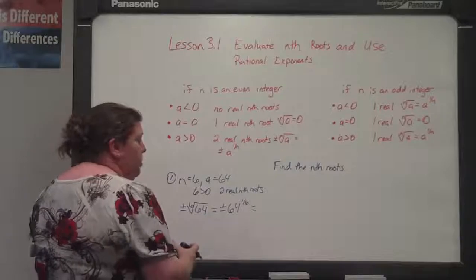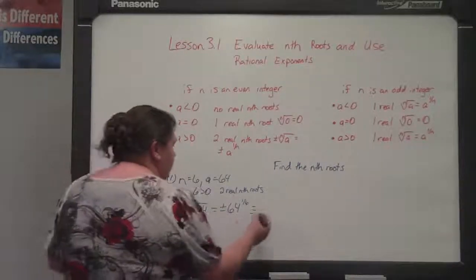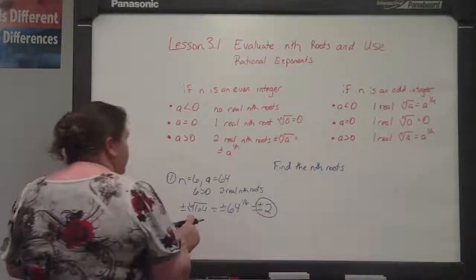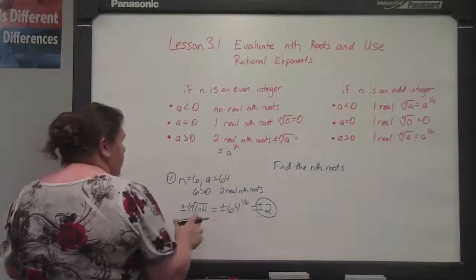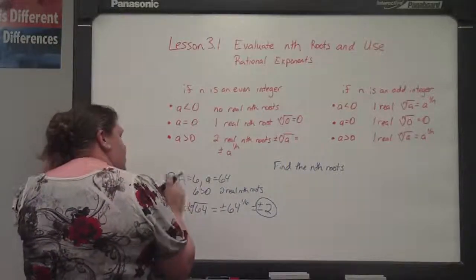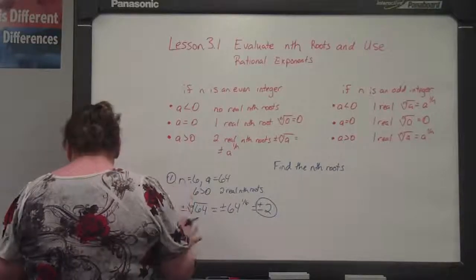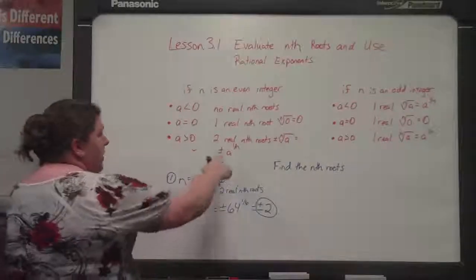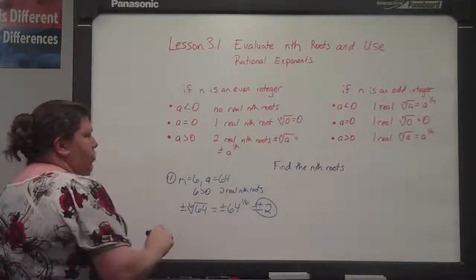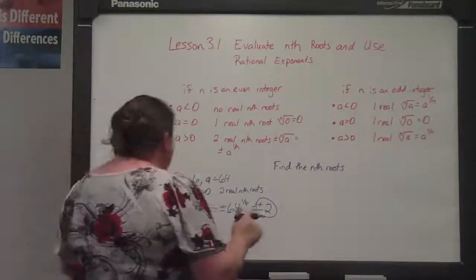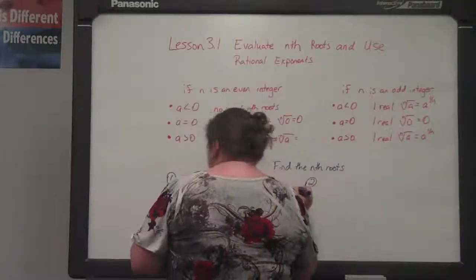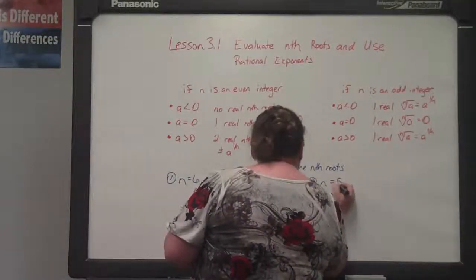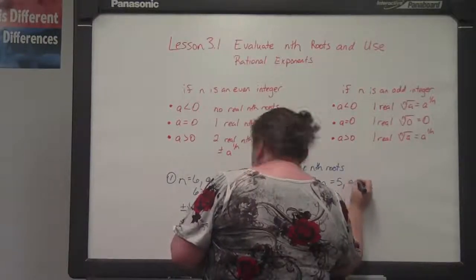And so now what you do is you actually find the number. You want to solve this, and it's going to give you plus or minus 2. And so 2 is your answer when we're looking at the 6th root of 64. And again, it's a plus or minus because every even number is going to have two real nth roots if it's greater than 0.